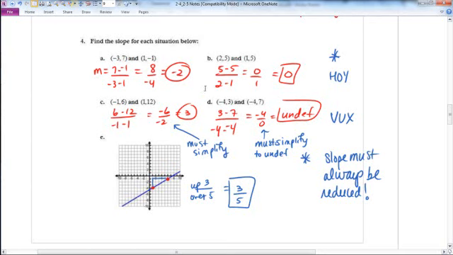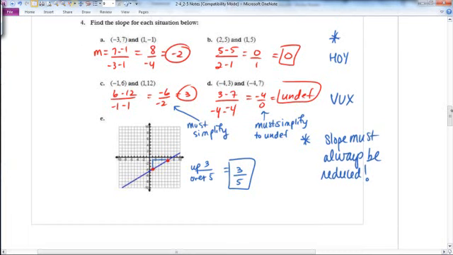In parts B and D, we can see our 0 and undefined slope. If the 0 is in the numerator, then the slope is 0. If the 0 is underneath, then it is undefined. HOIVUX is an acronym that many people use to help students remember horizontal and vertical lines, and what it stands for is: horizontal lines have a 0 slope and a y equals equation. Vertical lines have a vertical slope, an undefined slope, and an x equals equation.